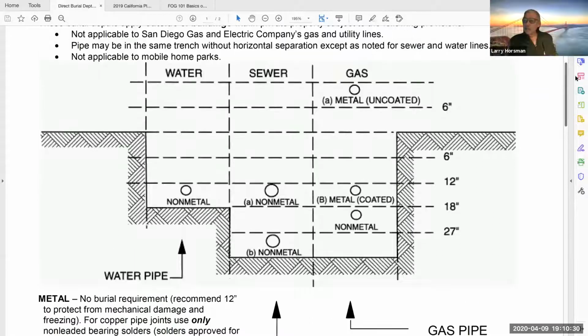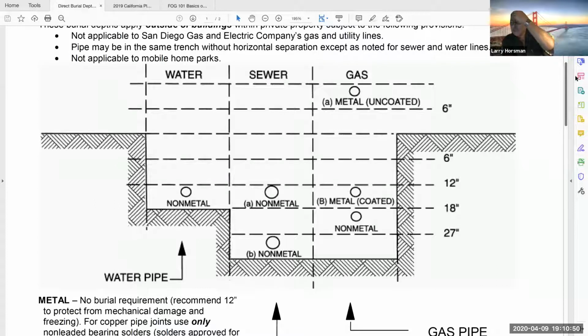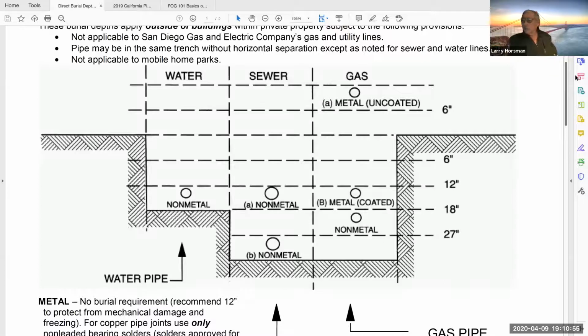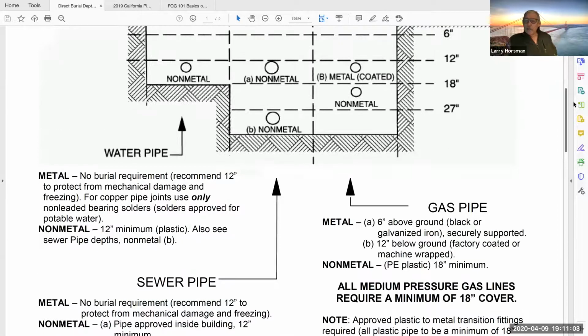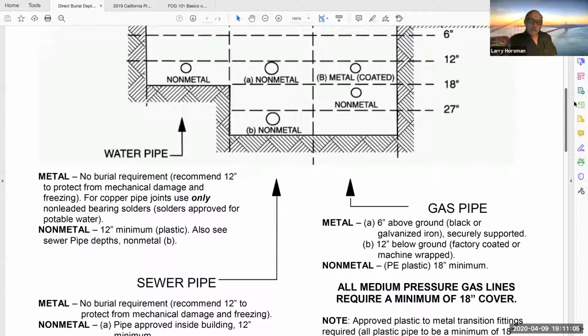So you see gas, metal uncoated, that actually needs to be above ground. Water pipe, non-metal, at least 12 inches down. Metal, you can only use the metal piping if it's coated. Most of the gas these days is non-metal piping, and that needs to be at least 18 inches below grade for burial. We don't have freezing problems here, so that's not a big issue.